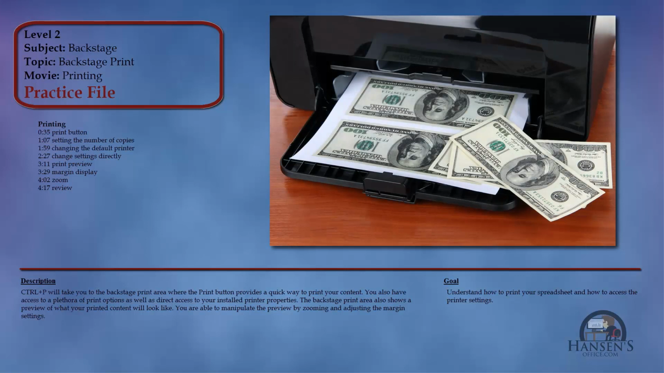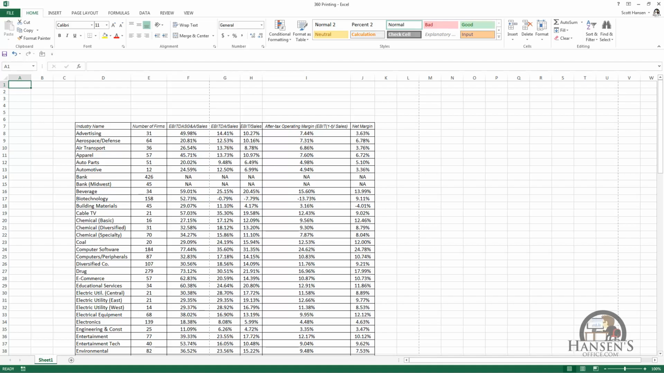So printing, we're going to talk about some print settings and how to print, beginning with looking at the big print button. We're going to select the number of copies that we can print. We're going to change the default printer, which we have to get outside of Excel actually to do that. We can change print settings directly, and I'll show you what I mean by that. We have a print preview that allows us to adjust the margins if we want to, and there's also a zoom setting.